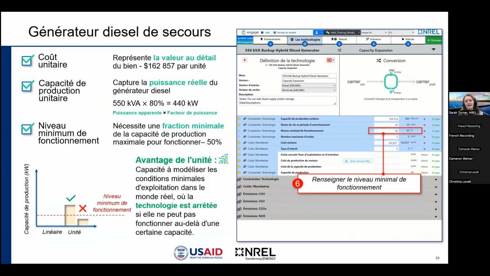It should be noted that this is another advantage of the unit capacity modeling approach. Since Engage treats every unit as an individual variable in its decision to build, Engage can expand unit technologies that have working minimum operating levels similar to real-world conditions where, let's say, the technology cannot be run at less than 50% of its maximum capacity, then it gets shut down.